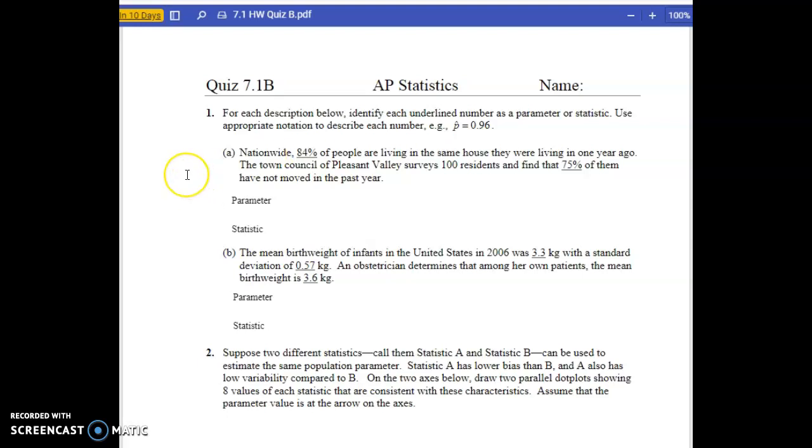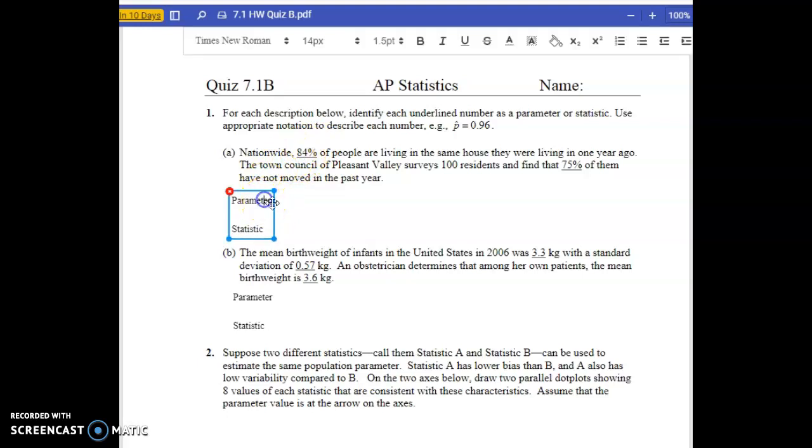So if I read through these parts, I'm in part A, it says nationwide, 84% of people are living in the same house they were living in 1 year ago. The town council of Pleasant Valley surveys 100 residents to find that 75% of them have not moved in the past year. So if I look at these underlying numbers, the first one I see is 84%. That's nationwide. That's a big group of people, right? Nationwide. So I'm going to say that 84%, that's a parameter.